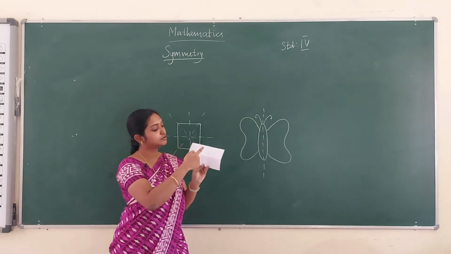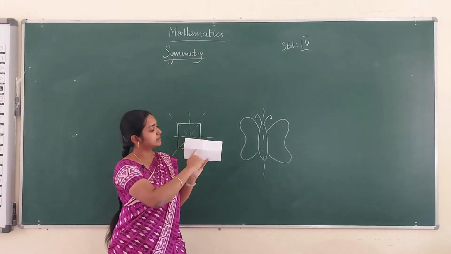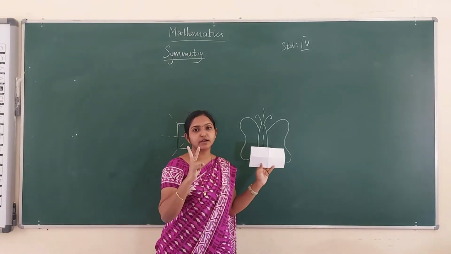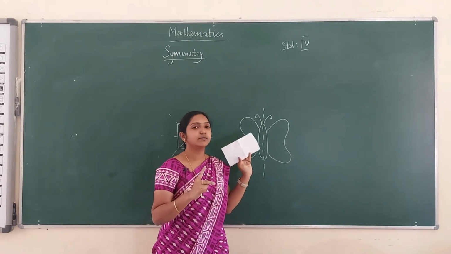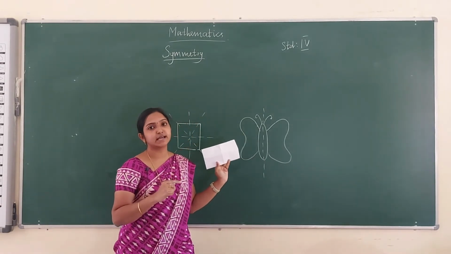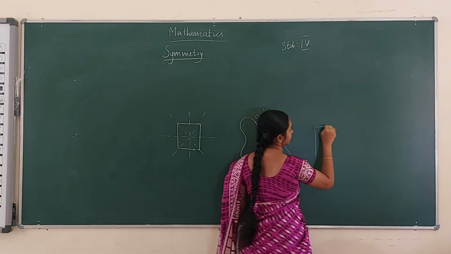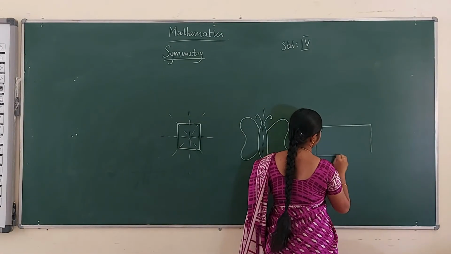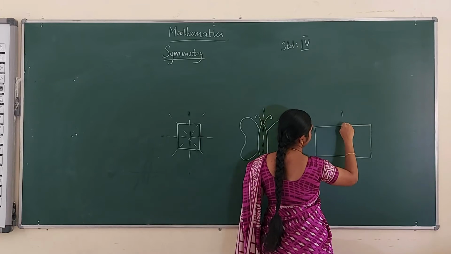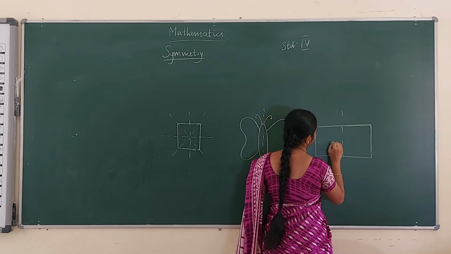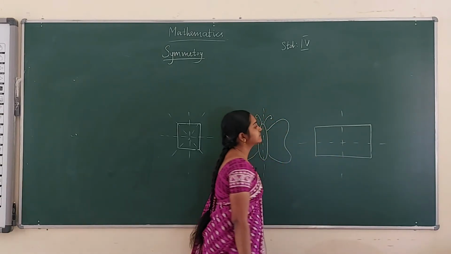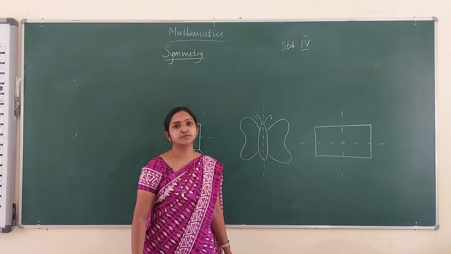Now I am going to fold like this. Now I have got 2 lines. Here is the one line. Here there is another line. So we are having 2 lines. So the lines of symmetry of a rectangle is 2.